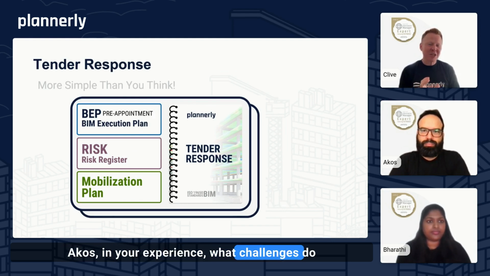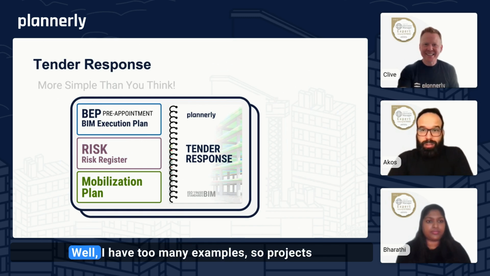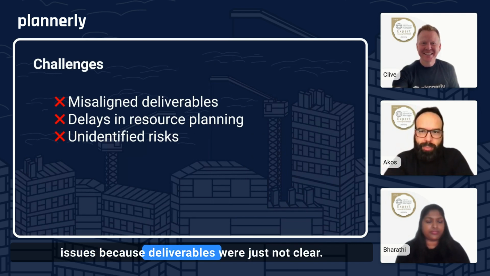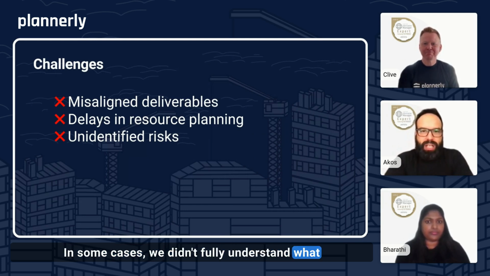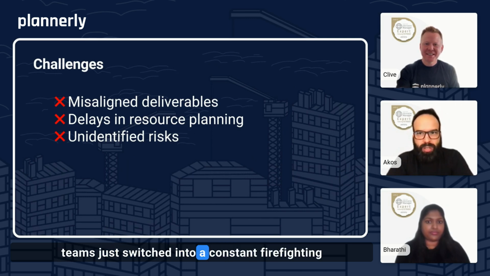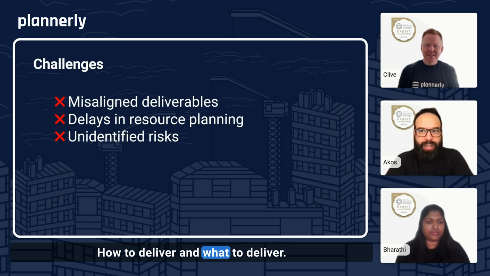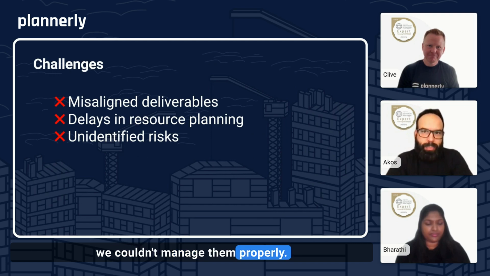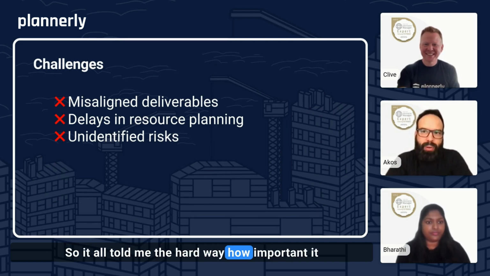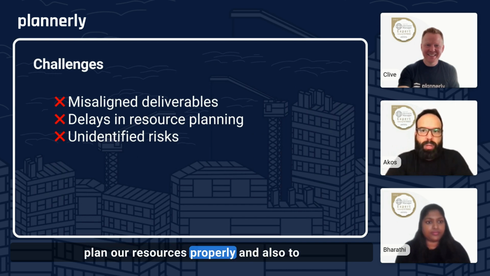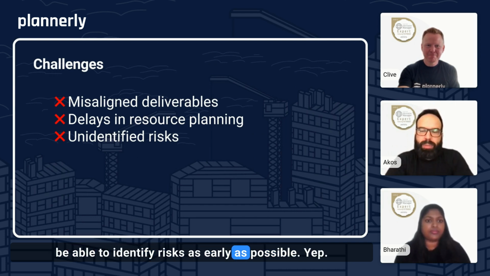Akash, in your experience, what challenges do you face in the tendering process? Well, I have too many examples. So projects that I was working on, we typically faced issues because variables were just not clear. And in some cases, we didn't fully understand what the client wanted, so we didn't have a clear picture of what to be delivered. Following that, our resource planning was also not in place. So as the deadlines got closer, the teams just switched into a constant firefighting mode, trying to find out how to deliver and what to deliver. And later, of course, when the risks started appearing, we couldn't identify them and we couldn't manage them properly. So it all taught me the hard way how important it is to have clear plans in place, clear deliverables, and plan our resources properly, and also to be able to identify risks as early as possible. Yep. All right.